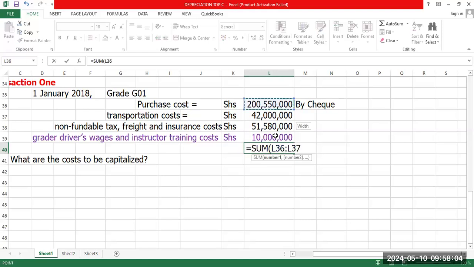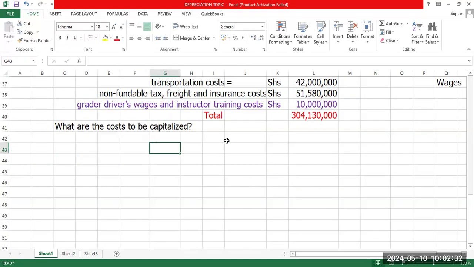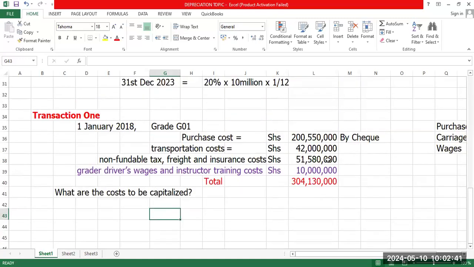All these costs, I'm going to capitalize them. What is the cost you are going to base on when you're looking for depreciation? That's why we need costs to be capitalized. So as we determine depreciation for grader G01, we are going to base on this to look for the what? Depreciation.